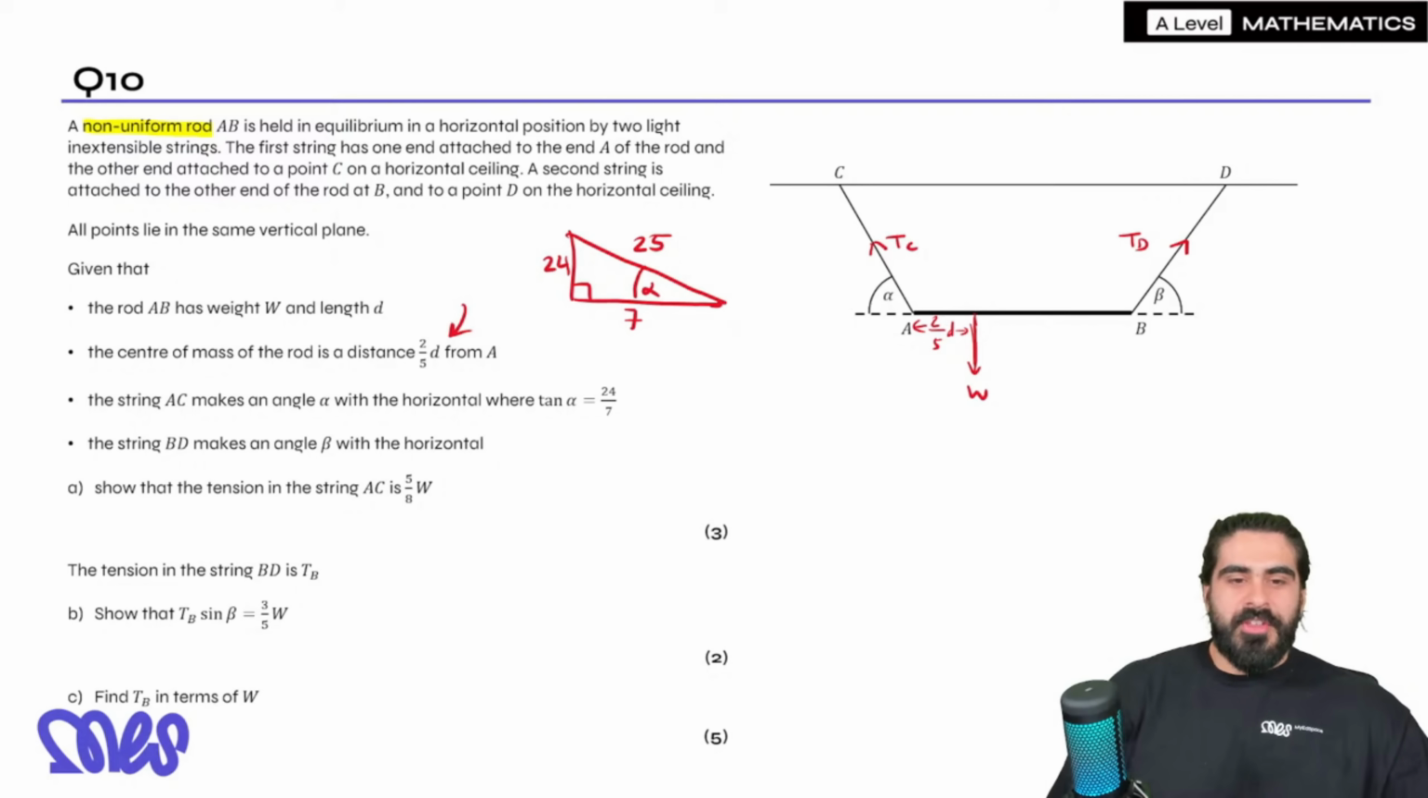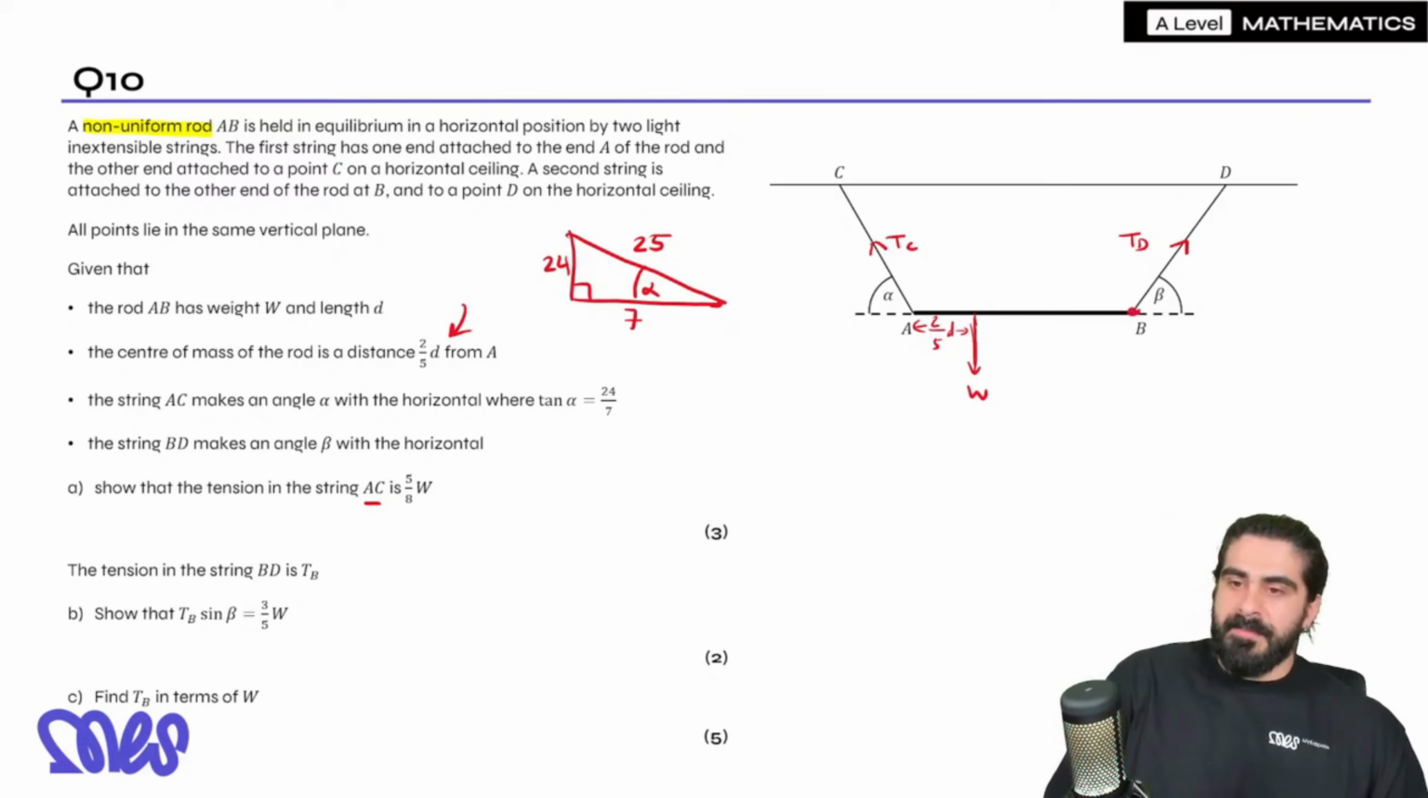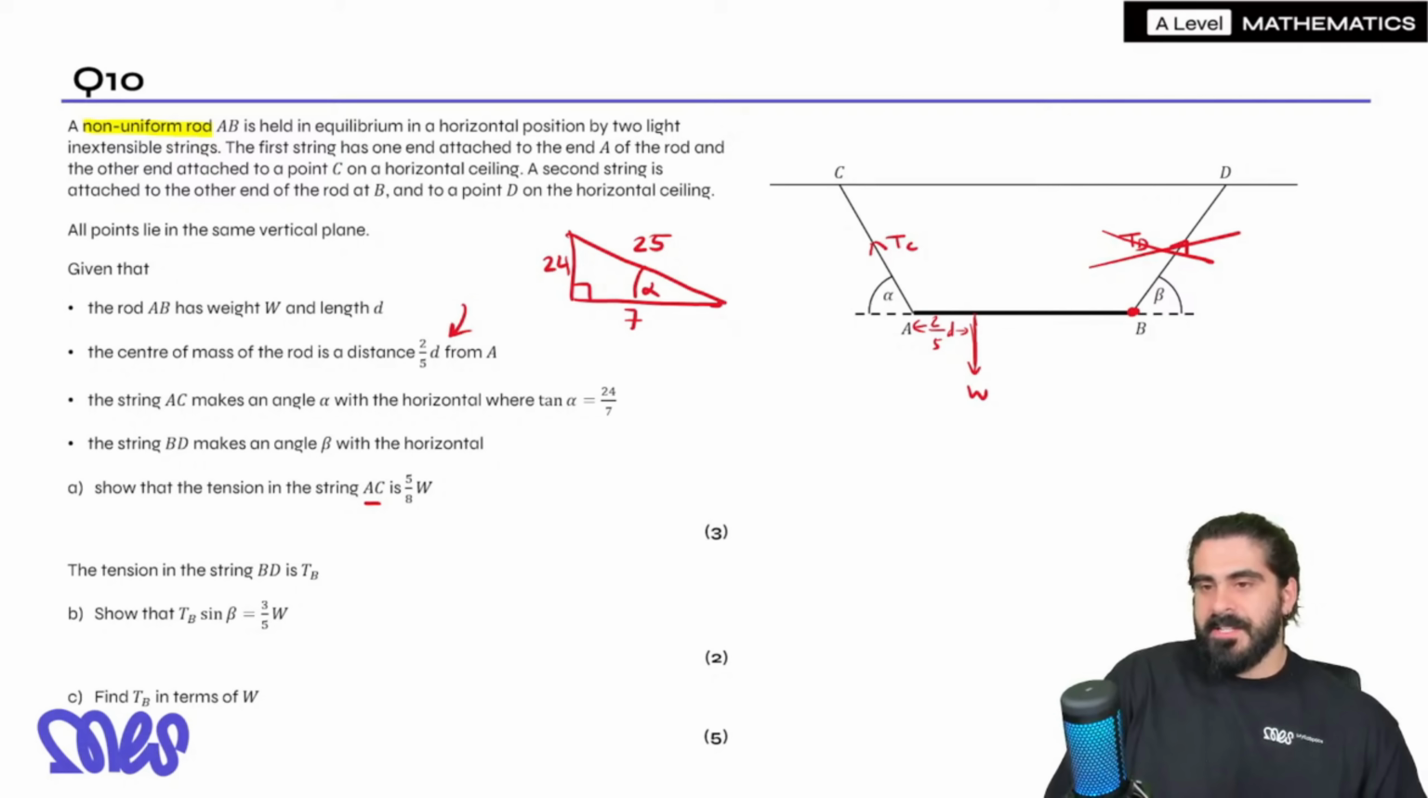Guys, we want to show that the tension AC is 5/8 W, so we don't take moments about A or C, because if you take moments about A or C, TC disappears. It's acting through the point. We want to take moments about B. We want to get rid of TD. Exactly. We're going to take moments about B.